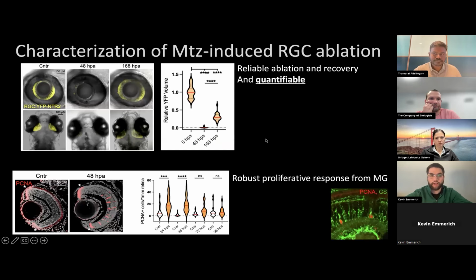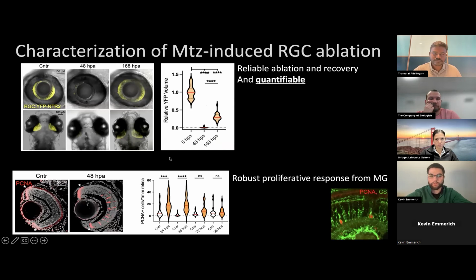You can see we used a variety of methods, including confocal imaging on the top left in both the retina and tectum, to show that 48 hours post-ablation, or post-MTZ treatment, we can reliably kill over 98% of ganglion cells based on yellow fluorescent expression. And then after a week of injury, there's a pretty strong return of these cell types, about 30 to 40% by volume. And this gave us a baseline that now we can manipulate this process and see what might be good or bad for regeneration.